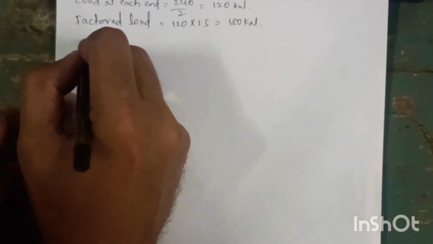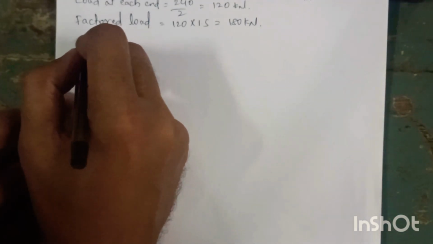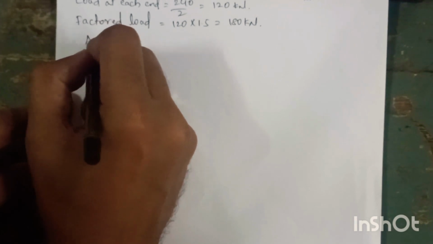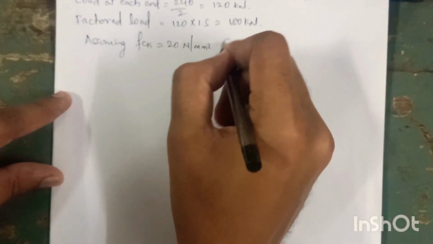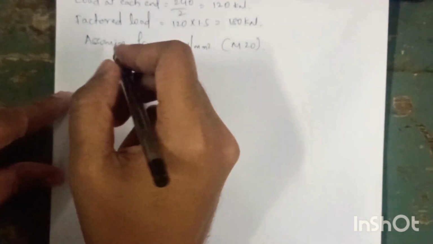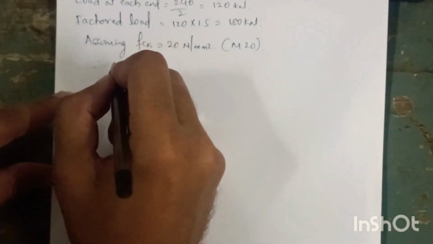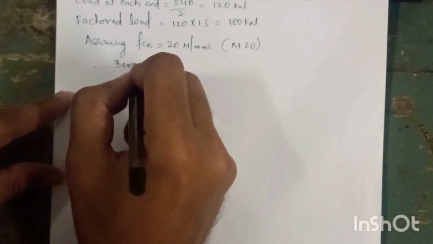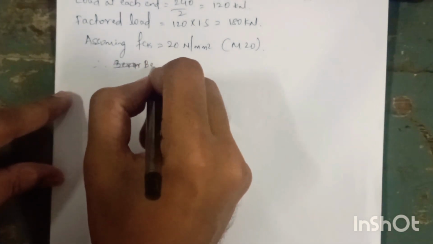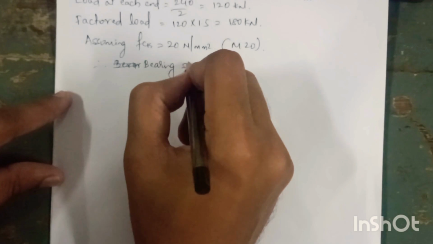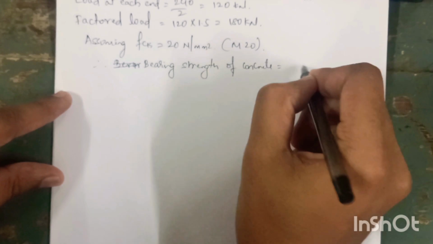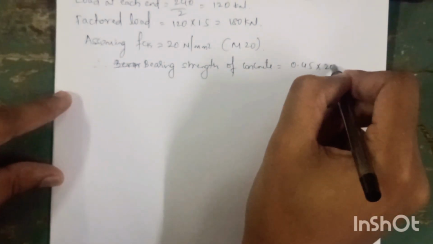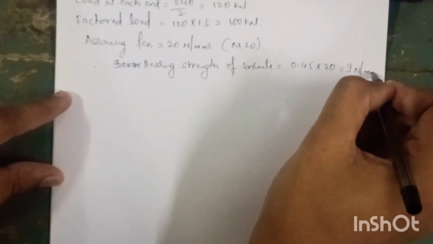Now, if the grade of concrete is given, well and good, otherwise we can assume the grade of concrete. So assuming fck 20 Newton per square mm, that is M20, therefore the bearing strength of concrete will be 0.45 fck, that is 9 Newton per square mm.